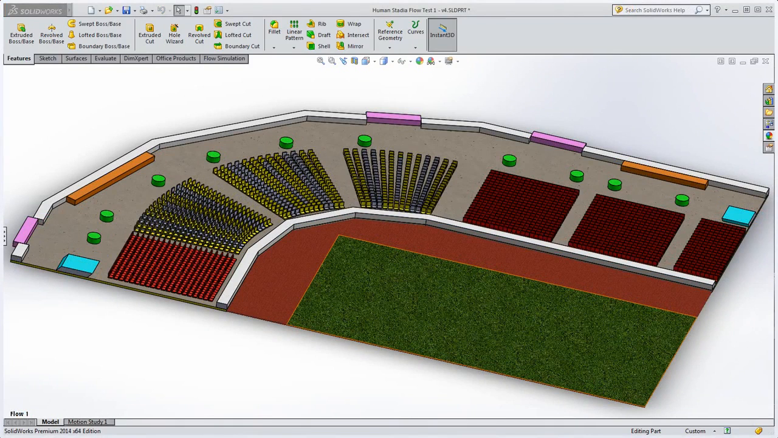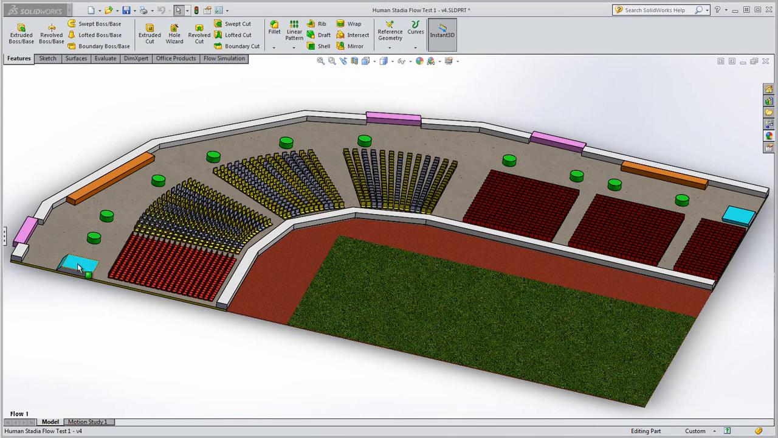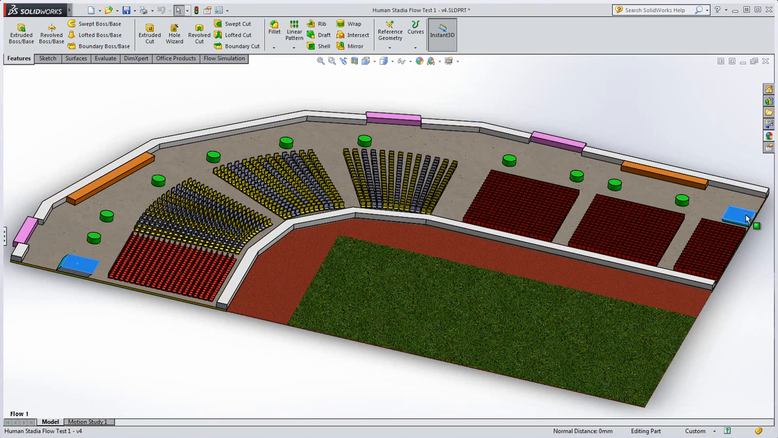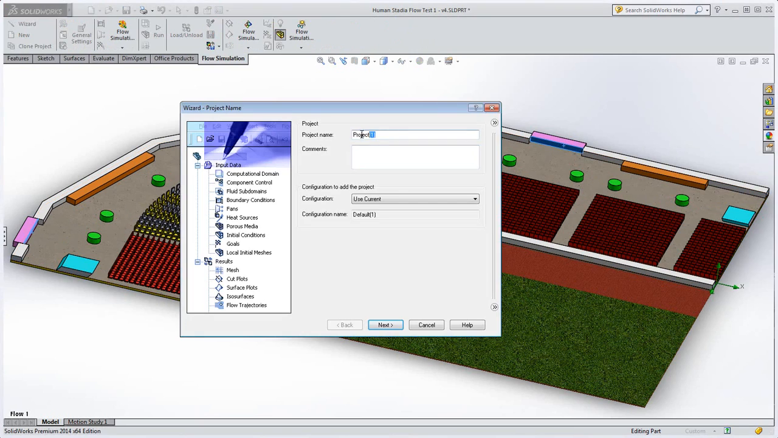To keep things simple, I built a small flat section of stadium seating, with some stairs where the people from the upper level would join the lower level, a couple of concession stands, trash cans, and 3 exits. Setting up the problem is easy with SOLIDWORKS Flow Simulation.